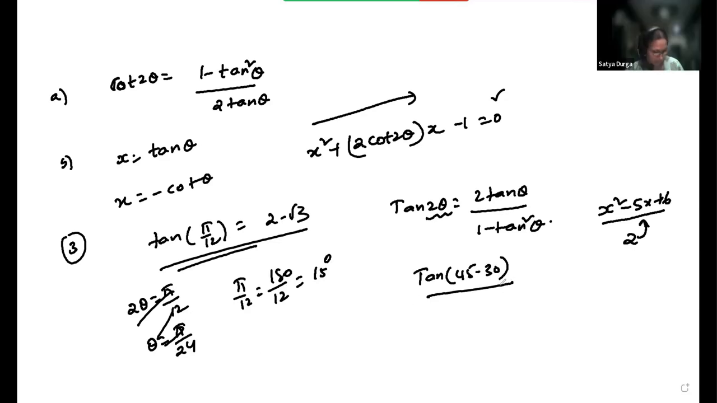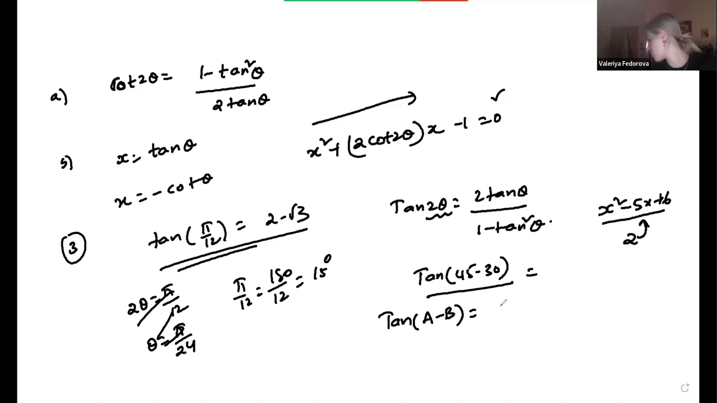Now, hence or otherwise means you have to prove this from this only, or otherwise you can use the formula of tan of a minus b. Do you know this formula? Yeah, one second, I have it in my booklet. Tan of a minus b formula. Tan of a plus b is tan of a plus tan of b, yes, exactly, over 1 minus tan of a tan of b.